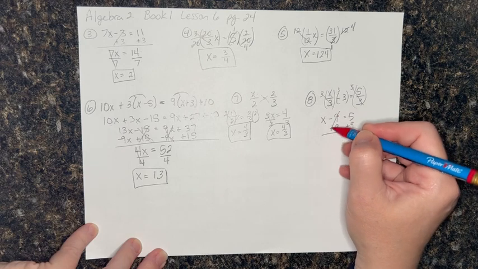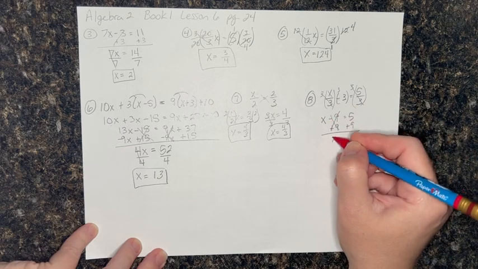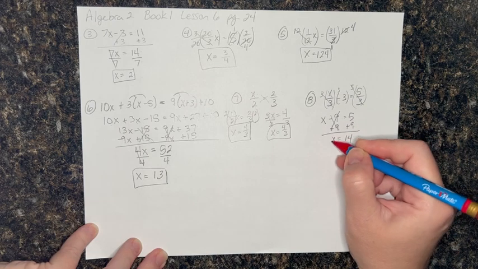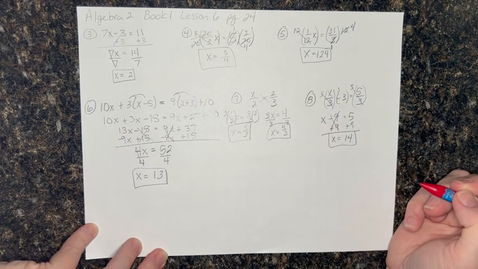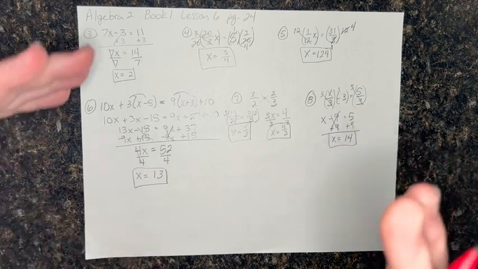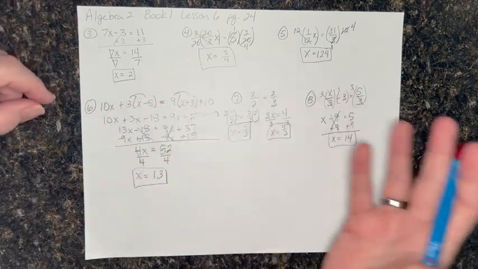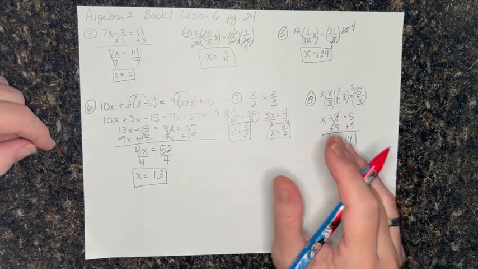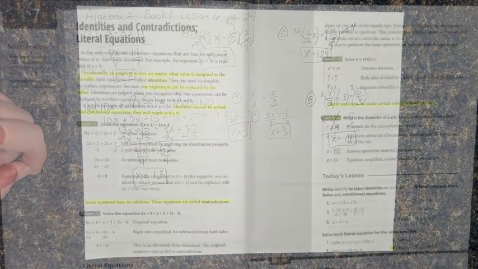Negative 9 plus 9 is 0, gone. x is equal to 5 plus 9, or 14. Okay? So that is how we work through these problems that they've given us so far. Go ahead and finish the rest of lesson 6, and I'll meet you for lesson 7.